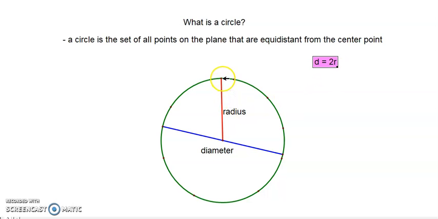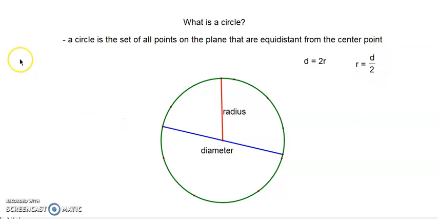But then again, if you think about it in terms of the radius, well, the radius is half of the diameter. So if you know the diameter, divide by 2 and you get the radius. So there's another equation. Let's write that one down. So now we have these two simple equations. Diameter is 2 times the radius, and the radius is diameter divided by 2.